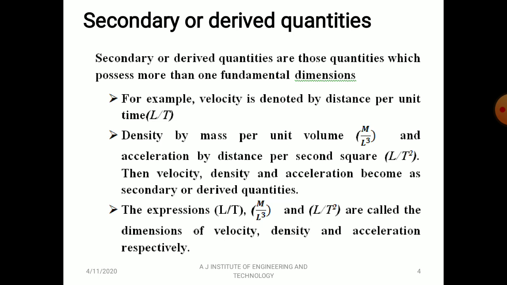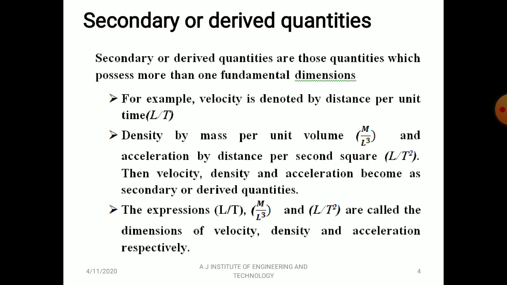So density is given by the mathematical formula, mass by volume. So mass is M, volume is V. Mass unit is kg, unit of volume is meter cube. Overall unit for density is kg per meter cube. In terms of dimension, it becomes M L to the power minus 3. Then acceleration is given by rate of change of velocity, or distance per second square. The unit of distance is meter, unit of time is second, so meter per second square. So in terms of dimension, it is L T to the power minus 2.